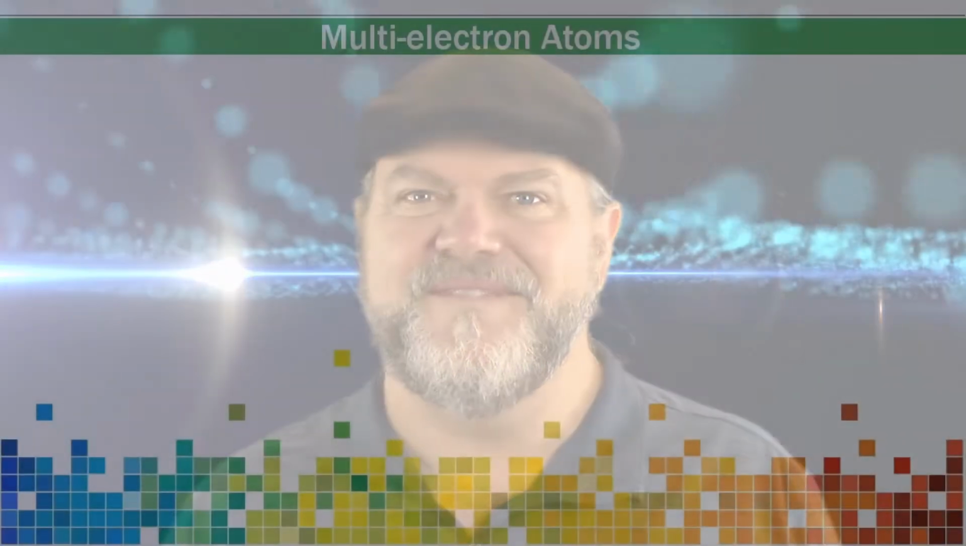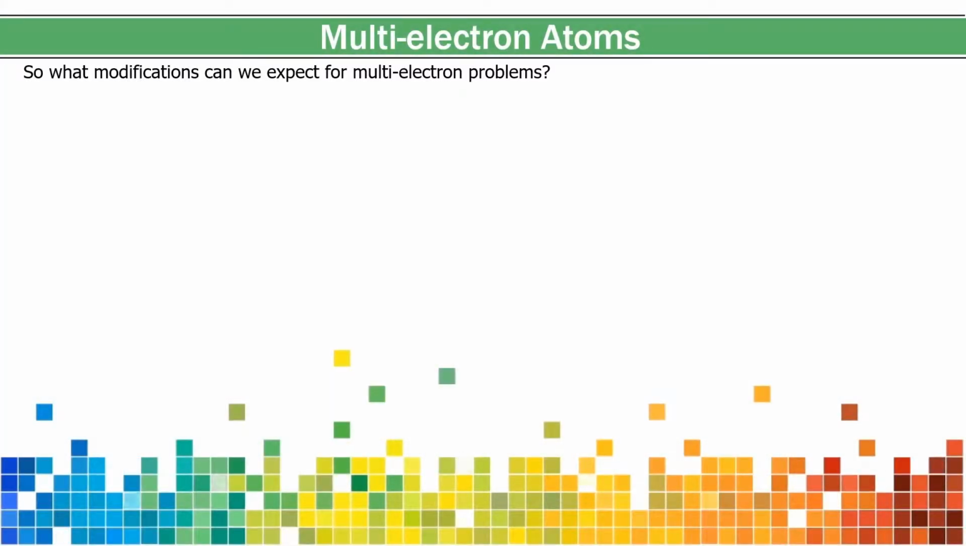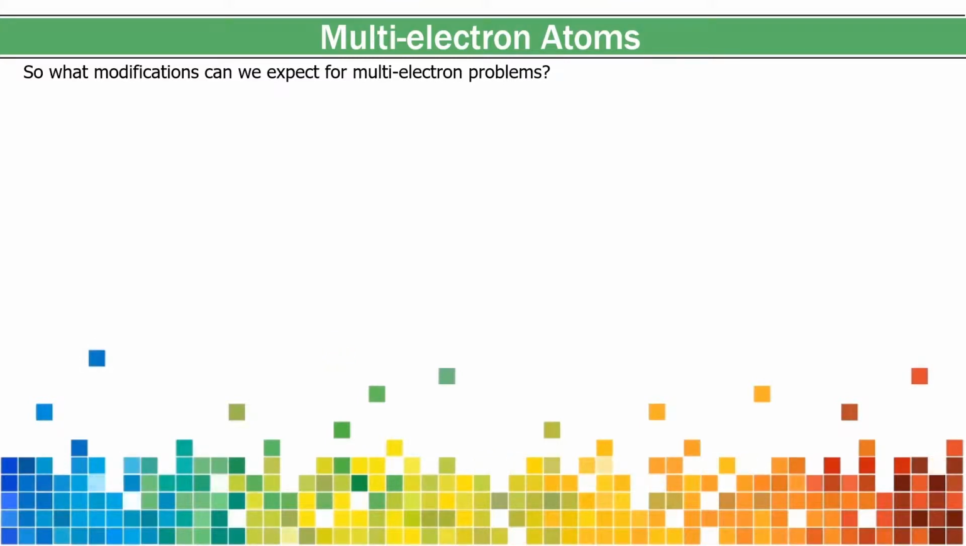Okay, now let's move past hydrogen. We already know we can't compute exactly anything more than a two-body problem, so we won't be able to use the new physics to compute exact energies of atoms bigger than hydrogen. But the quantum mechanics also came with some rather straightforward methods to approximate the other atoms, using the hydrogen orbitals as a guide. So what modifications can we expect for multi-electron atoms?